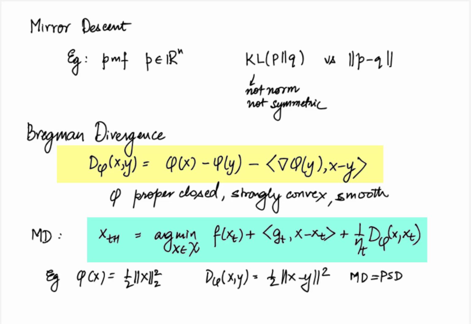In general, however, phi can be any smooth and strongly convex function. Henceforth, we will assume that phi is some mu_phi strongly convex function.